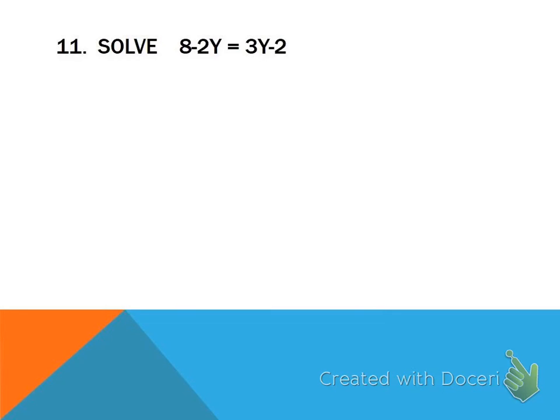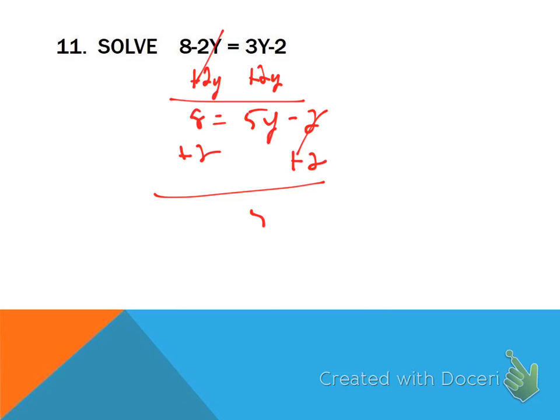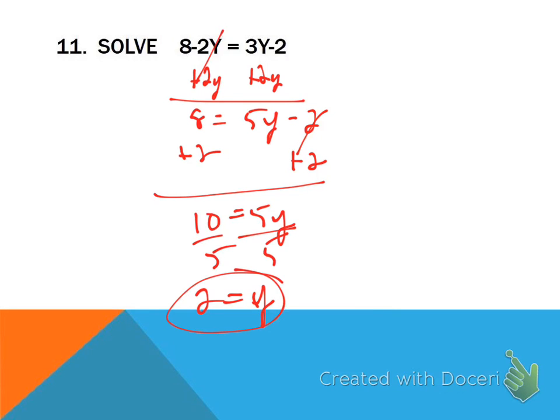Number 11 seems to be a little bit simpler. You can really collect your variables however you want. You can move whichever one you want, or zero out whichever one you want. I'm going to add the 2y here and add the 2y here. That way the coefficient on y stays positive, 5y minus 2. Okay? And then we add 2, then divide by 5, and y is 2. Okay?